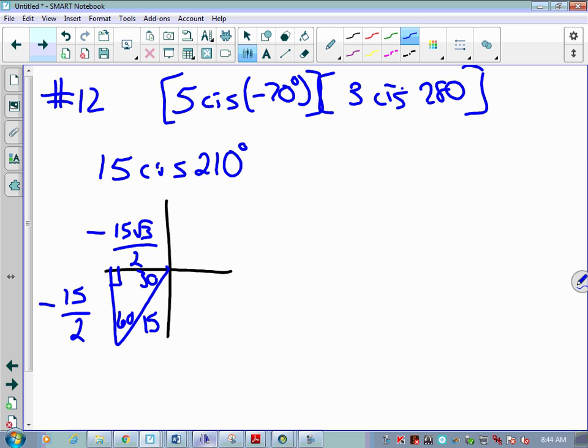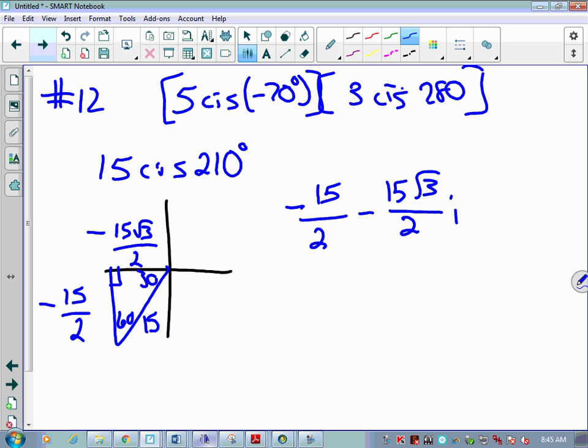Okay, this is where I would have accepted, let's see, 15 divided by 2, is that 7.5? So I would have accepted negative 7.5 minus 7.5 radical 3i, but the preferred way of looking at this is negative 15 divided by 2 minus 15 radical 3 divided by 2i. Those would be my rectangular coordinates. Okay, we okay there? Okay.